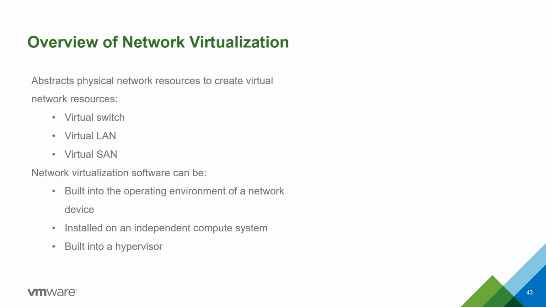Network virtualization is where you try to abstract physical network resources to create virtual network resources in the form of virtual switches, virtual LANs, and virtual SANs. The network virtualization software used to do this can be built into the operating environment of a network device, or it could be installed on an independent compute system or built into a hypervisor.